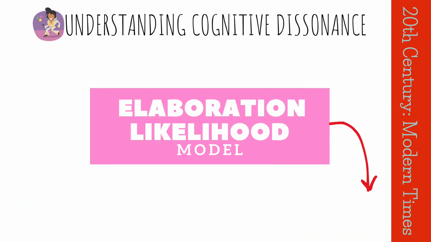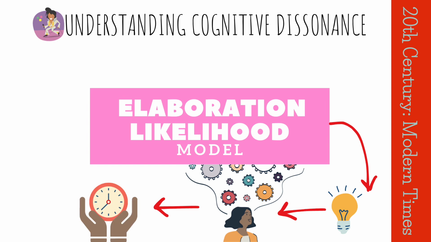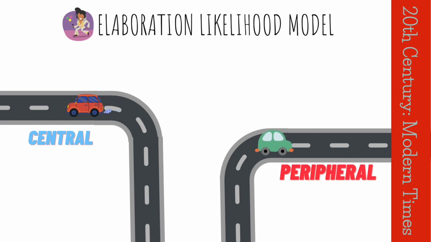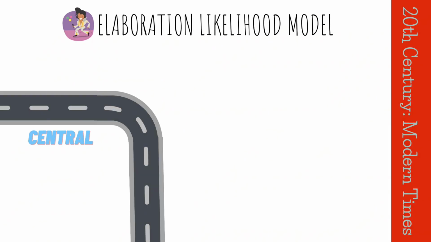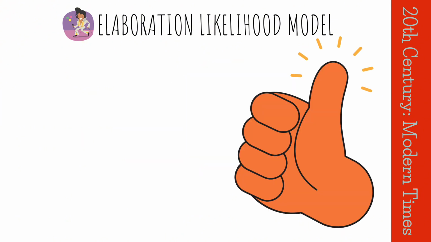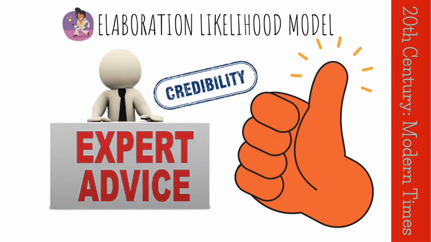The ELM is based on the idea that people use cognitive shortcuts to save time and effort when processing information. These cognitive shortcuts can be used in both the central route and the peripheral route. For example, in the central route, people may use heuristics such as the rule of thumb, trust experts. This heuristic can help people to quickly evaluate the credibility of a message.